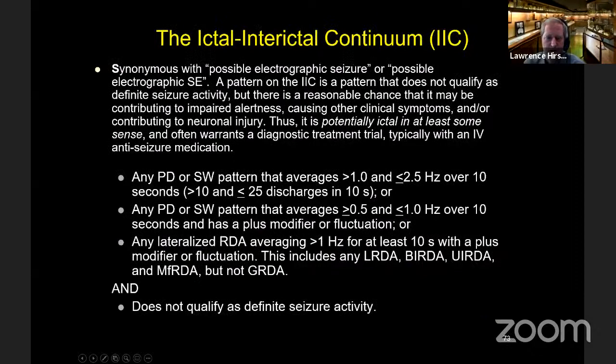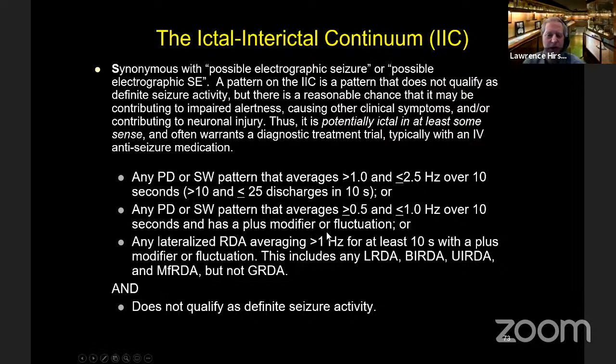All right, so now on to the most difficult one, this ictal-interictal continuum. It's basically a synonym for possible electrographic status, and totally fine if you want to call it that, or for your impression, you just want to put that and forget this term. I have no problem with that, but this term has become widely used, including in the literature. There are several reviews on the IIC, even though it hadn't been defined. So this is the first real definition of it.